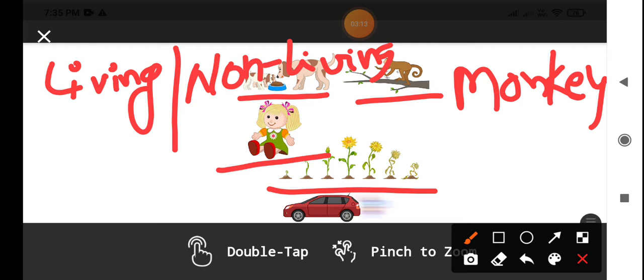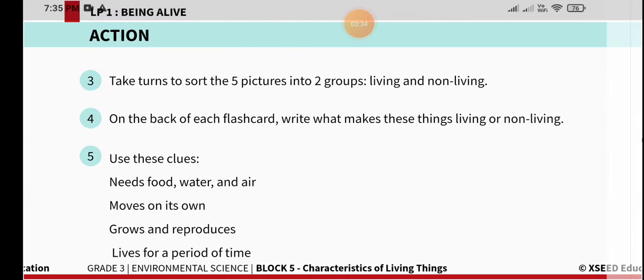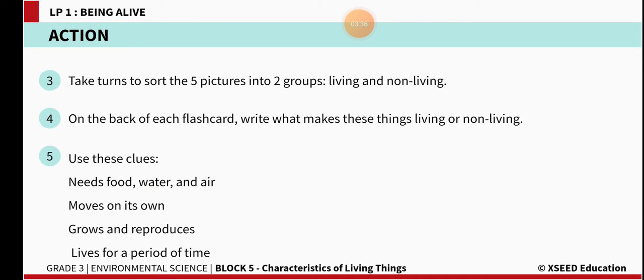And the next, a baby plant. Does a seedling come under living or non-living? And does a car come under living or non-living? So complete this table by seeing these images. Now we will discuss why they fall into living things and how you can categorize them as living and non-living things.